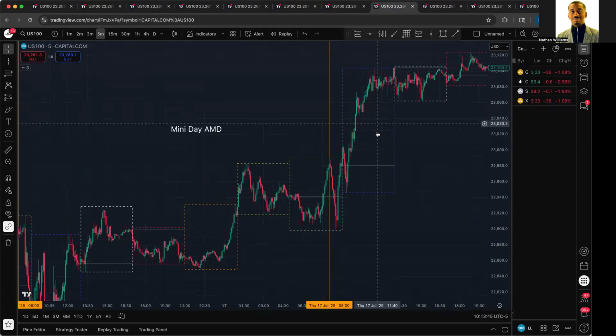All right. And the last trade is one we talked about. It's the mini day AMD. All right. The mini day AMD. So you see here, mini Monday, Tuesday, Wednesday, Thursday, Friday. Now, if you like to trade other days, all right, for example, you can see here mini Monday traded inside of what? Mini Saturday's range.